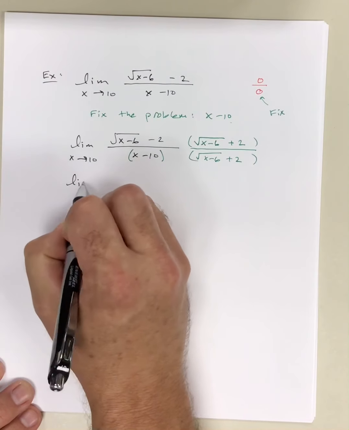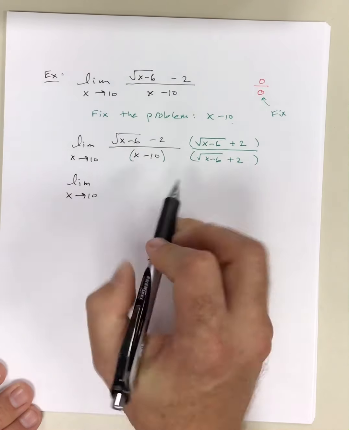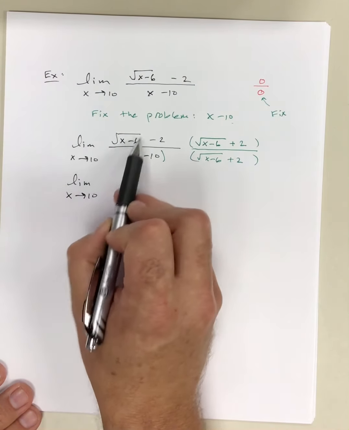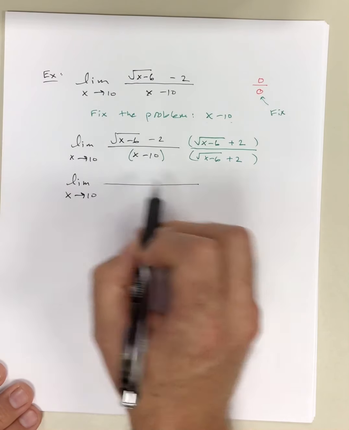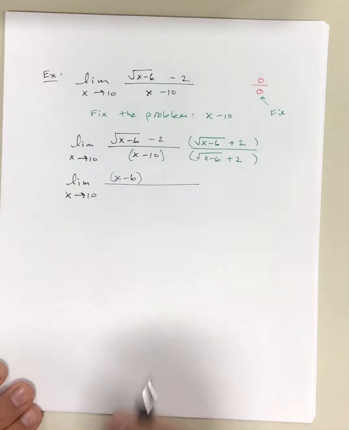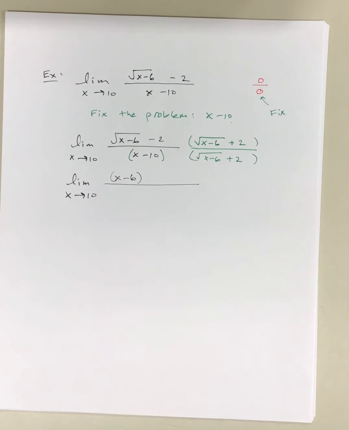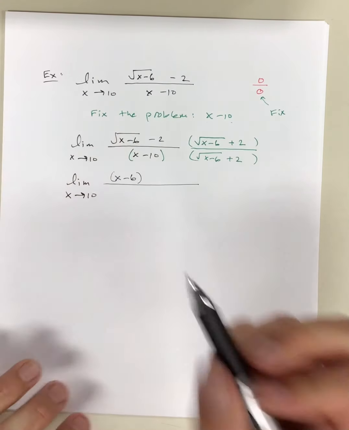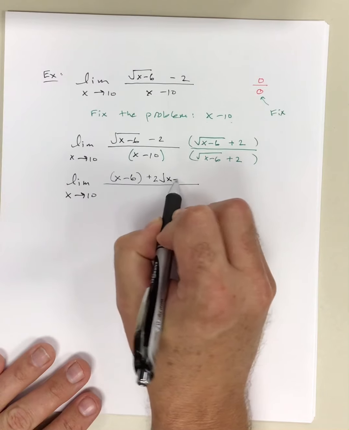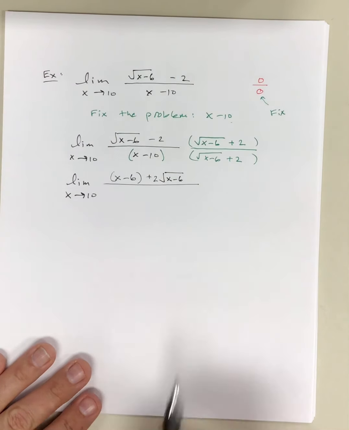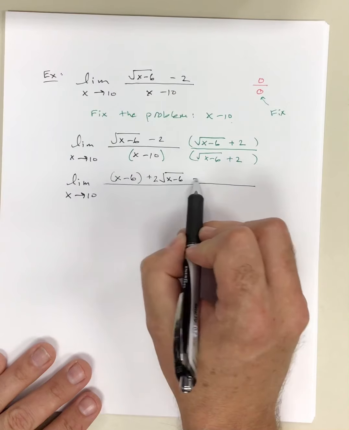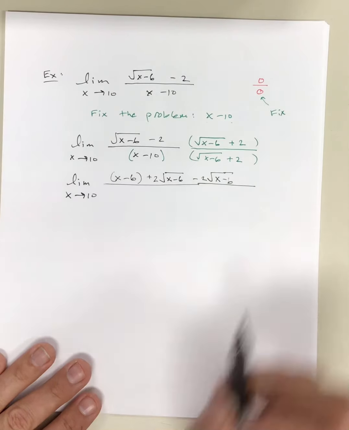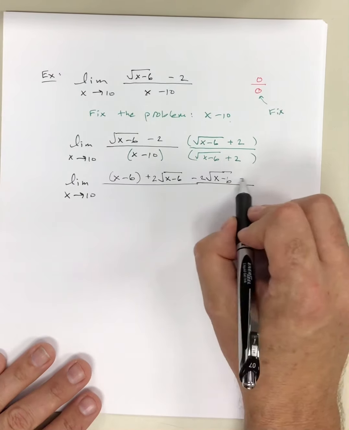So what we'll do in general is multiply the two conjugates, just like we did on our previous example. Multiplying the radical times itself is going to give us the expression x minus 6. Notice how it's no longer an irrational expression. I'm going to multiply the outer product and get 2 times the square root of x minus 6. The inner product, as we've seen in the previous example, gives me the opposite, negative 2 times the square root of x minus 6. And my final product is negative 4.